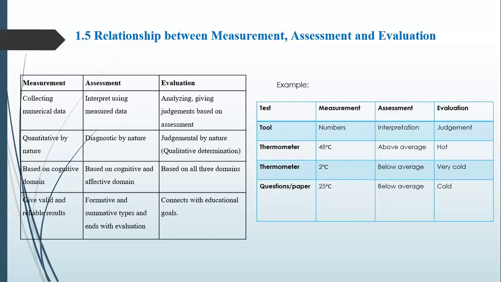So our next measurement is 2 Celsius. So based on 35 Celsius room temperature, our assessment is, it is below average. So our evaluation is, it is very cold.